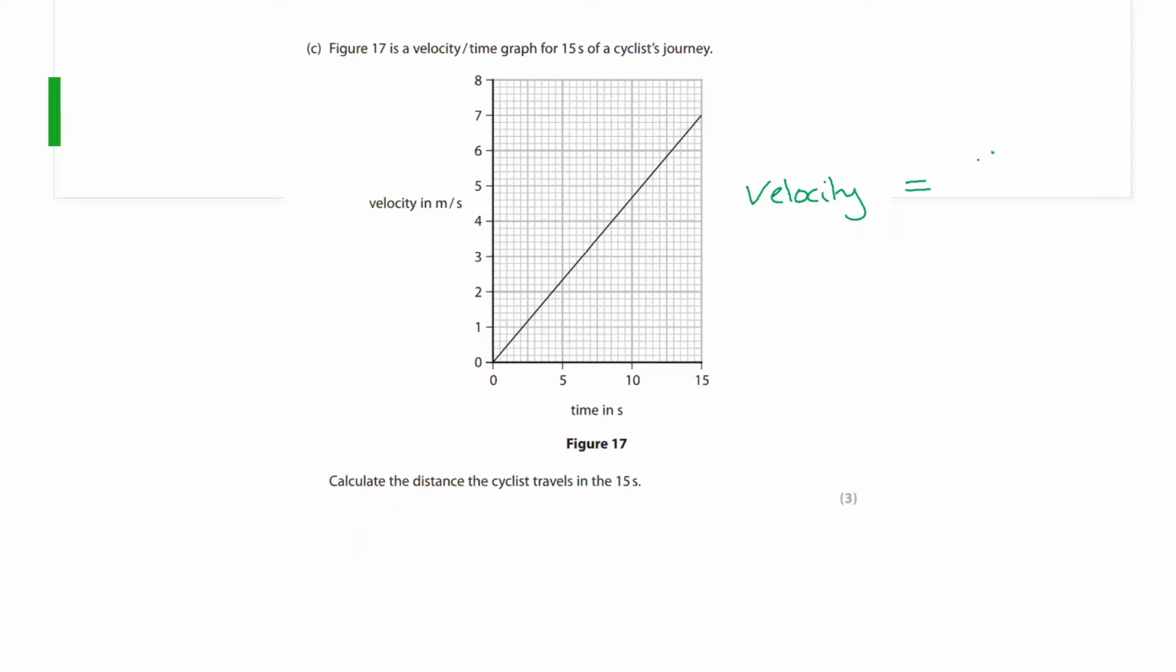Okay, so this is distance divided by time, isn't it? So let's just go back to that for a minute. We want to find distance. You might think, what's this got to do with the graph? Do not worry, it's coming, right?